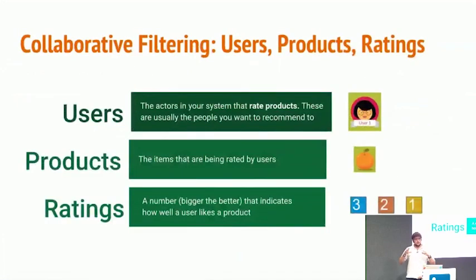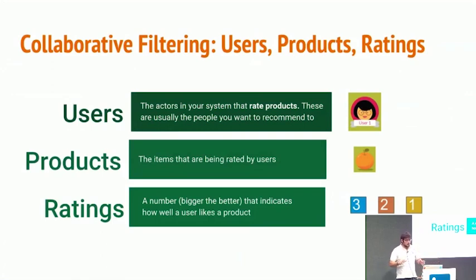And the main three components of collaborative filtering are users, products, and ratings. Users are pretty much the actors in your application, right? We're all users of some application like Netflix or Amazon. The products are a lot more domain specific. In the case of Amazon, it could be books. In the case of Netflix, it could be movies, right? In the case of Spotify, it could be songs.